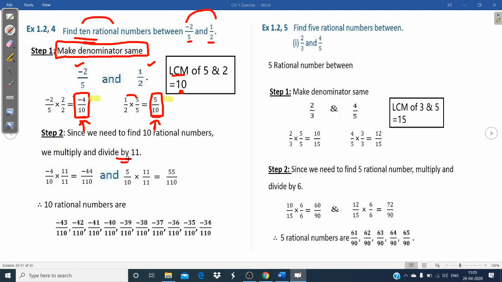So here we have multiplied by 11. It is not compulsory that you have to multiply by 11 only. You can multiply by 10 also, 5 also, 6 also, any number you can multiply. So I have multiplied by 11. This was your original number, -4/10, and the second number was 5/10. So I multiplied by 11.